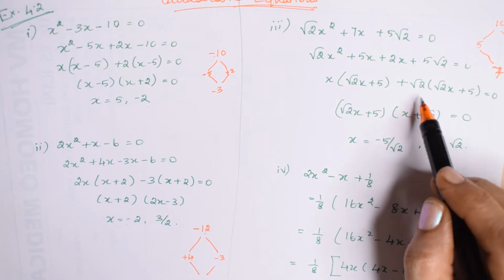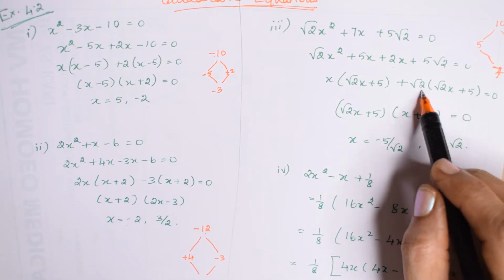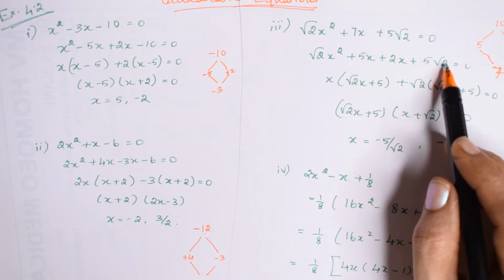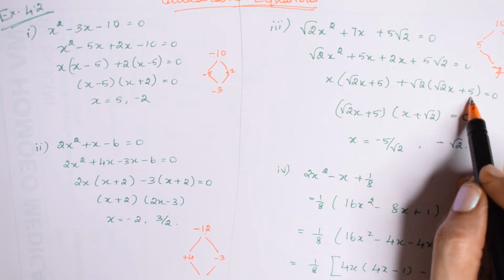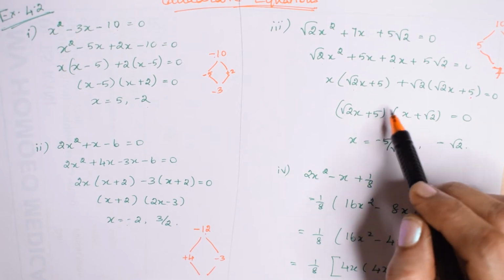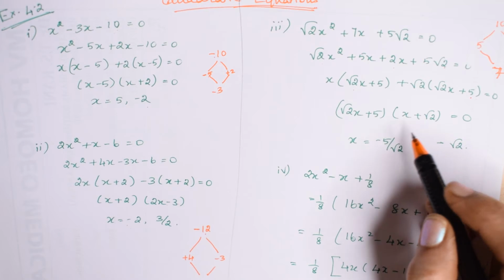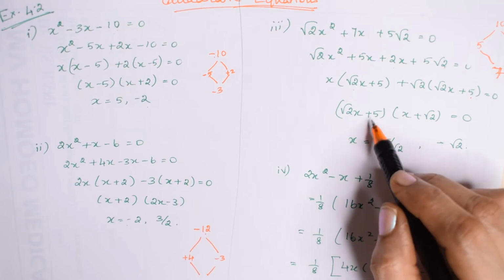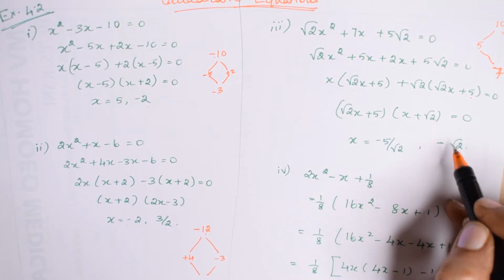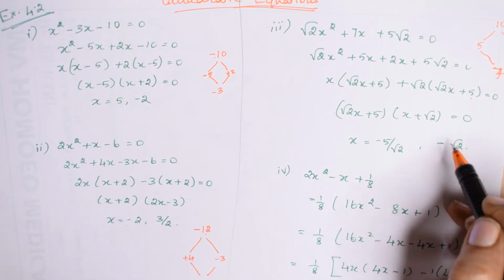So when I take square root of 2 outside, here the remaining term is square root of 2x, multiply it, again 2x I get, this term I get. Okay, then the square root has gone out, so only 5 is there remaining. See, I have the same thing in the bracket, the brackets are the same. So I take the bracket outside, the remaining is x plus square root of 2. So x gets the value of minus 5 by square root of 2, or here minus square root of 2. So x has these two values.